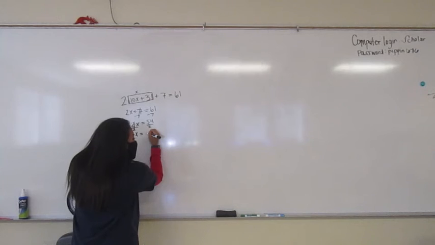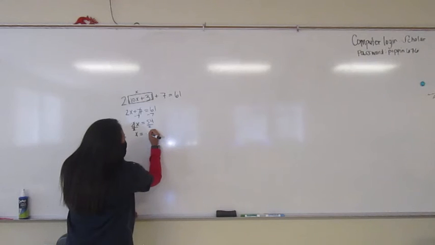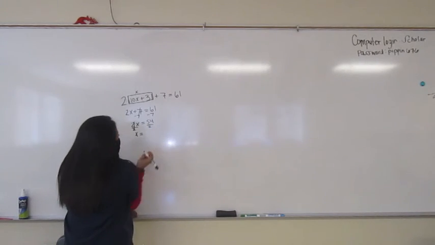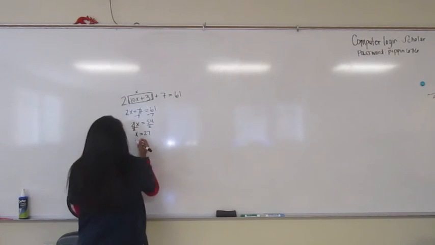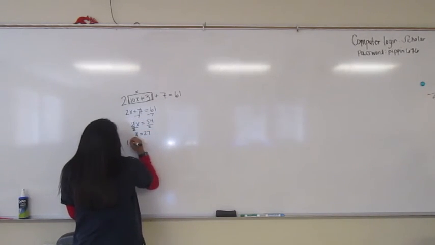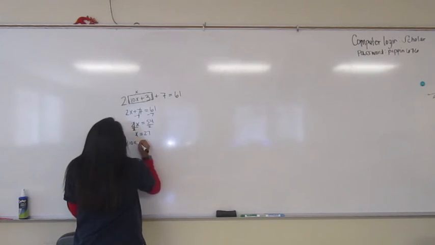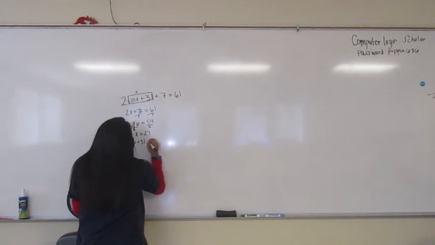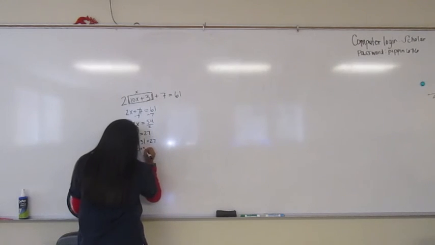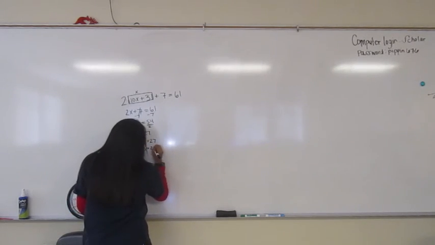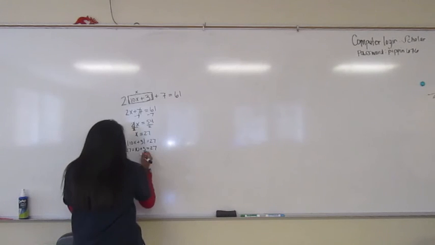20. I don't know. 27. Oh, okay. 27, right? No, 27. 27 plus 27 is 54. 20 plus 20 is 40. 7 plus 7 is 14. 40 plus 14 is 54.